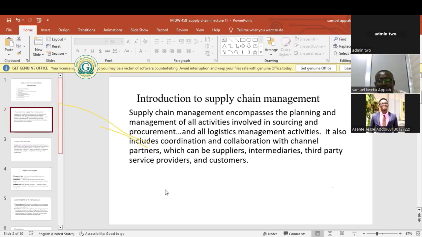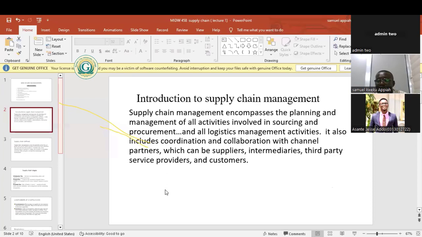And all logistics management activities. So that's where logistics also comes in here. When you talk of the logistics management activities, we are looking at how the items are acquired and then distributed. So once you are acquiring, you are looking at our transportation. How do we transport the items? How do we store them?